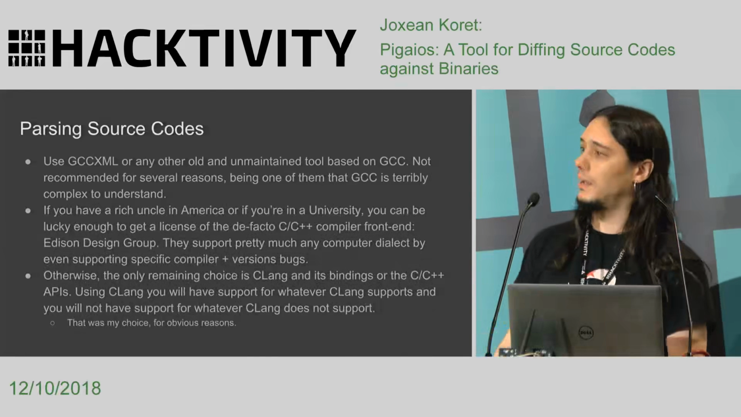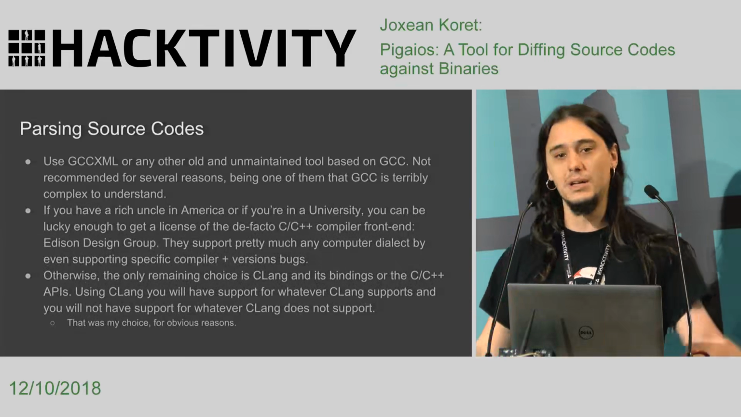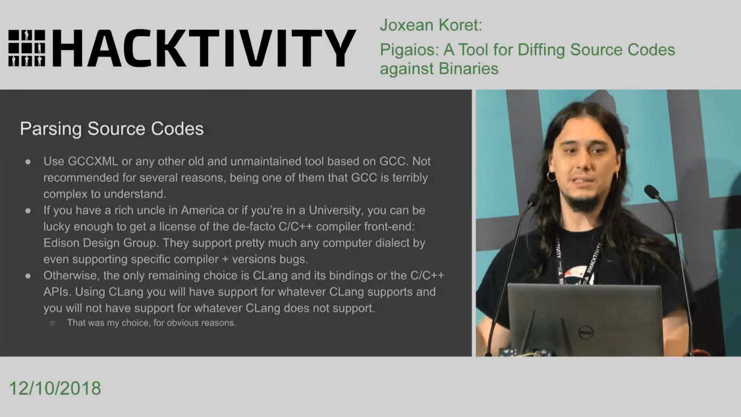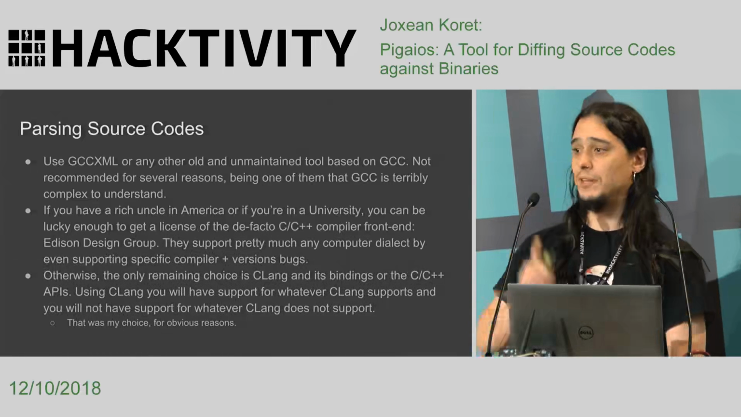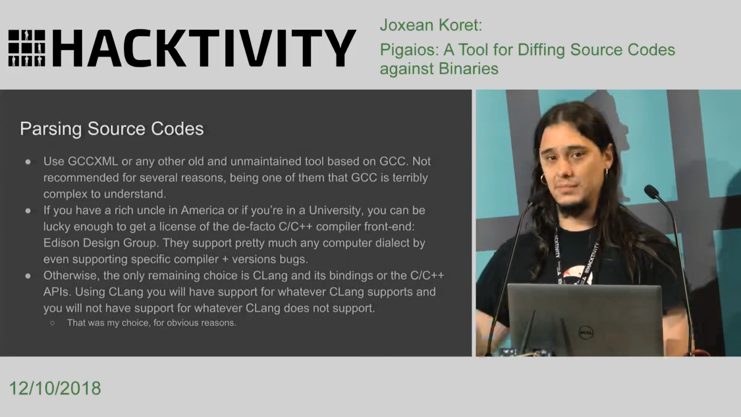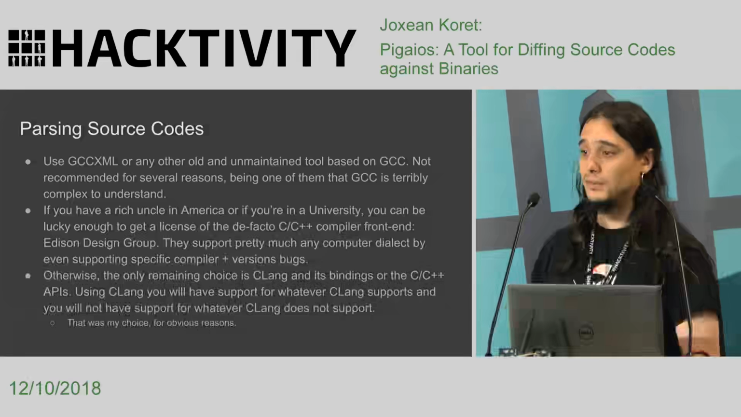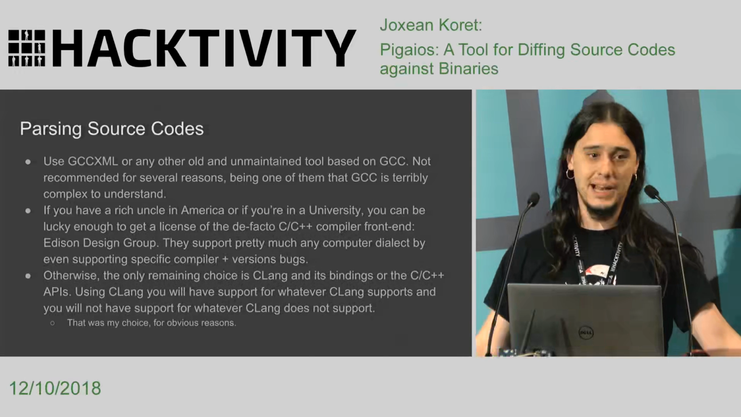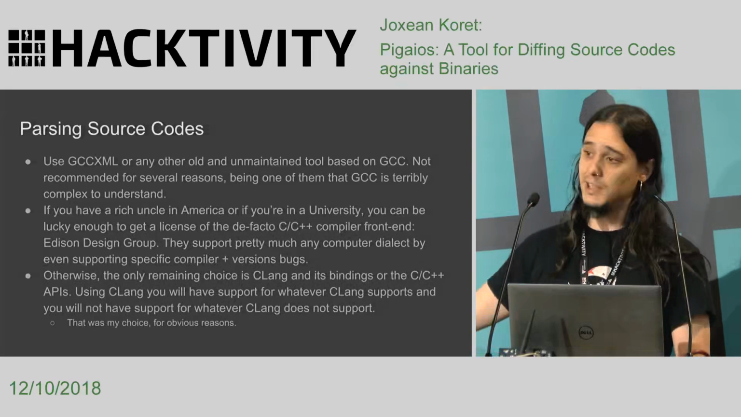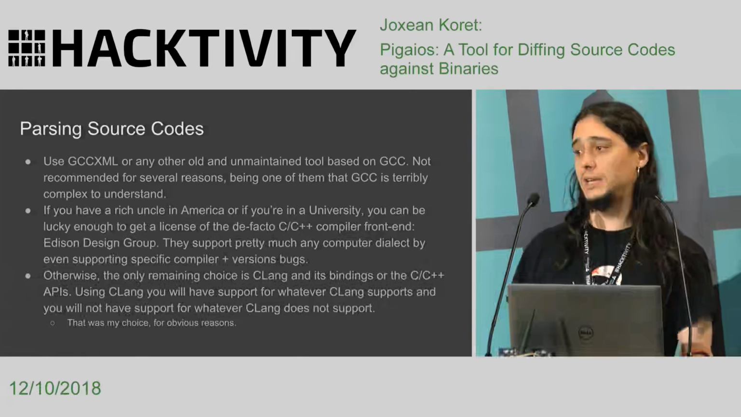Also, if you have a rich uncle in America, or if you are in a university, you can maybe get a license for the Edison Design Group C++ frontends. These are the de facto ones. Actually, they support different compilers and even different compiler version bugs. It is awesome, but it's not cheap. And otherwise, if you are poor, like me, the only remaining choice is using Clang, and either the bindings for Python, which is what I'm using, or the APIs for C and C++.